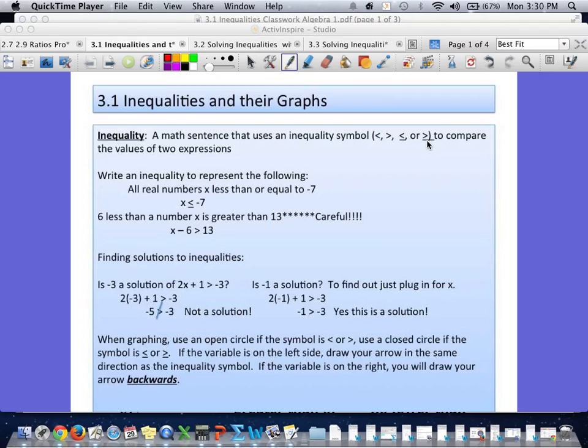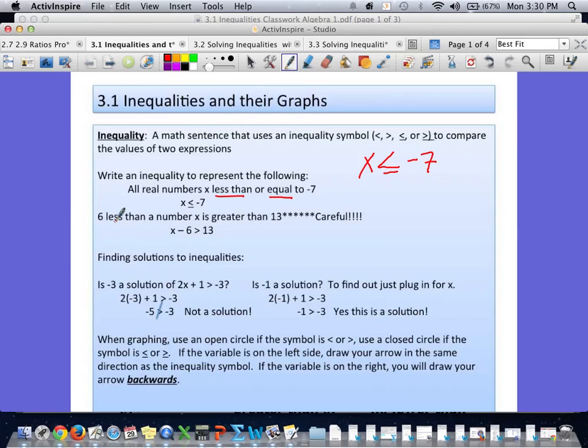So for instance, we want to write one that says all real numbers x less than or equal to -7. Less than or equal to means that you would have to have a symbol that looks like this. And it says all real numbers x. Well, that would be all the numbers that we work with, so we're just going to give it a variable. Less than or equal to -7. So this says that x is going to be any number less than -7 or equal to it.